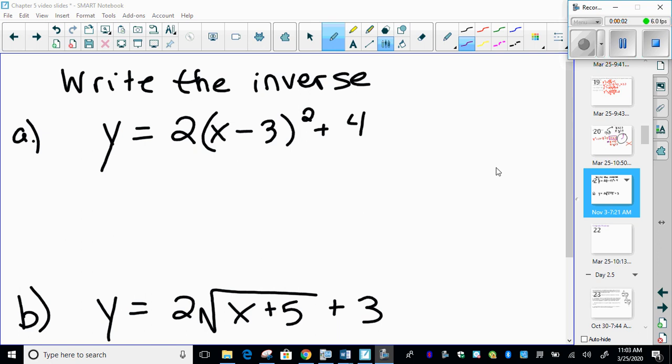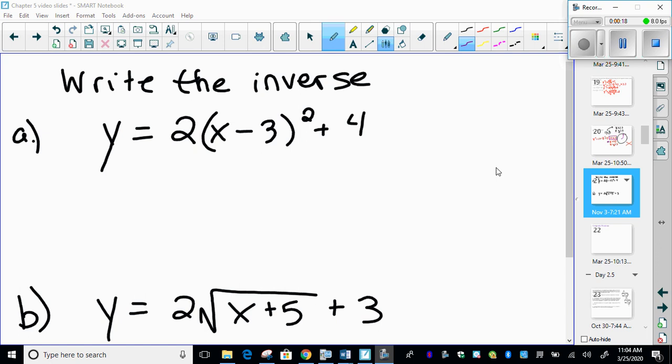We are going to continue to work on inverses, and then we're also going to learn how to check to see if functions are inverses and then do what's called composites. But before we do that, why don't we go ahead and write the equation for both of these inverse functions. It is up to you how you would like to do it.